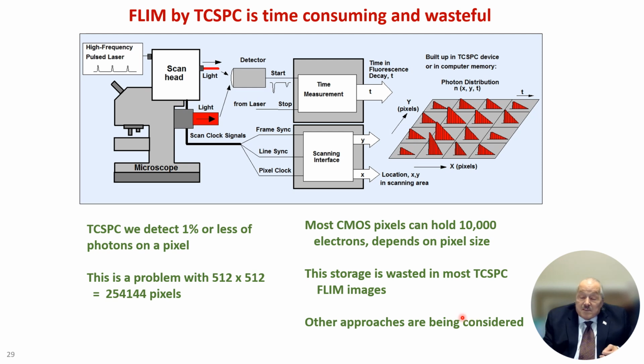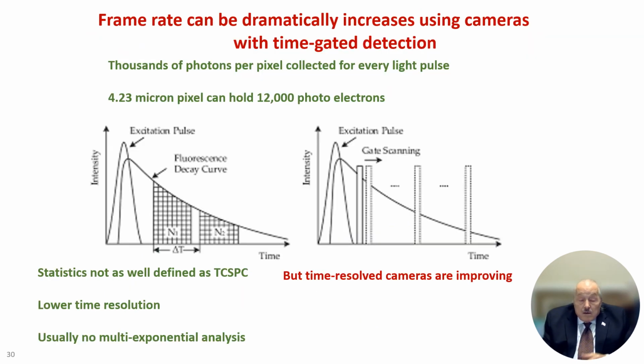So all of this storage space is really being wasted, because you're only putting in a couple, let's say tens or hundreds of photoelectrons in a pixel. So because of this, even though time-correlated single photon counting started first, in the literature we can see that other methods are starting to be considered. And these were used initially, but first I'll tell you what it is.